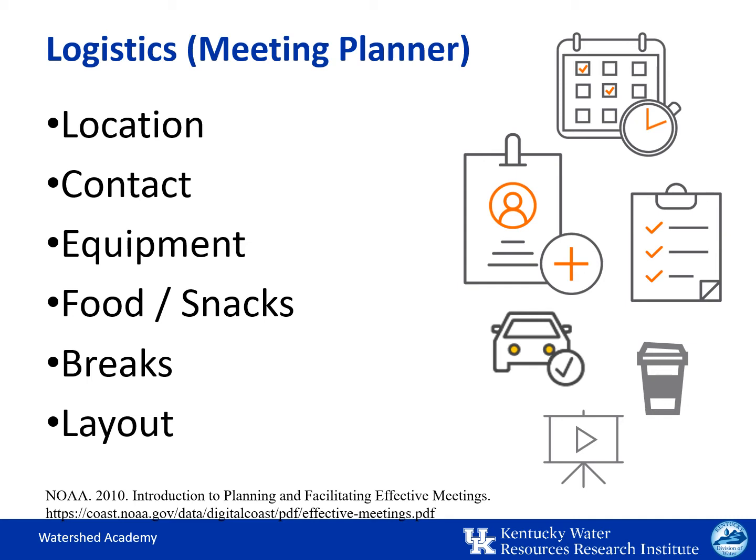Who's the contact person for the facility and the logistics? You need to know this, not just who's the contact person for people to contact you about the meeting, but who do you need to talk to make sure you can get into the meeting room? Equipment. Do you need wall space or a whiteboard? Do you need audio visual equipment? You need to make sure that all that travels with you or that it's there at the site.